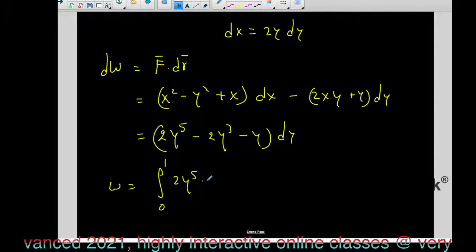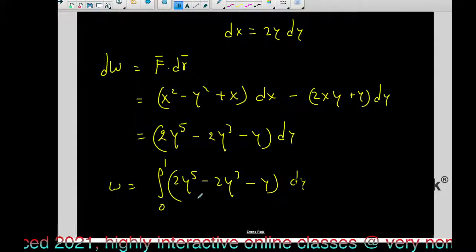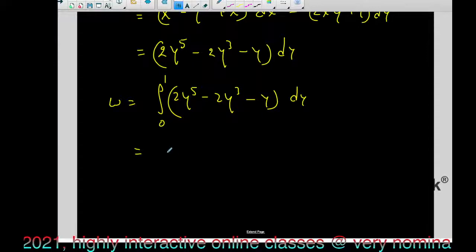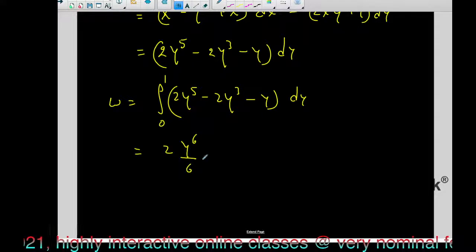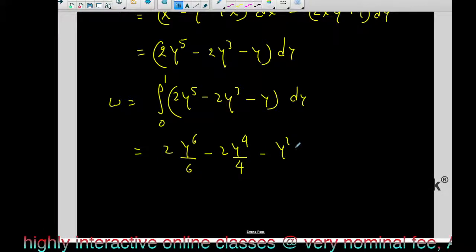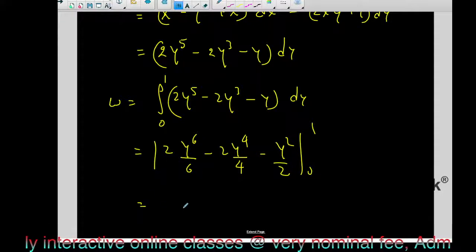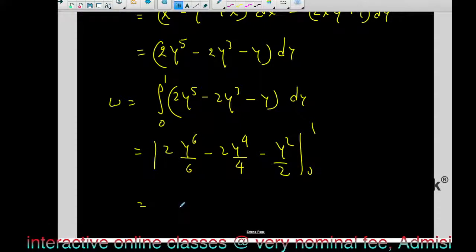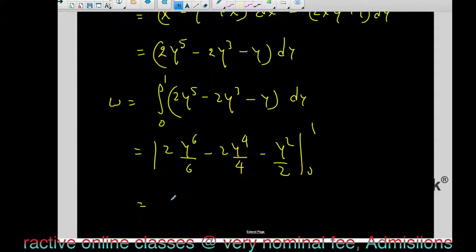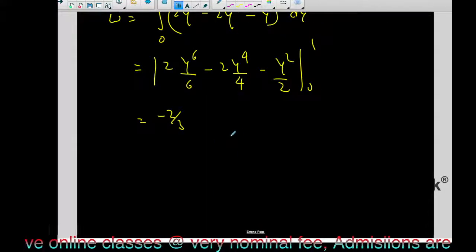So the integral of 2y to the power 5 minus 2y cube minus y dy is the result. You can evaluate this: 2y power 6 by 6 minus 2y power 4 by 4 minus y square by 2, from 0 to 1, and then simply integrate. What is the answer? Minus 2 by 3. Correct, that's the answer. The answer is correct.